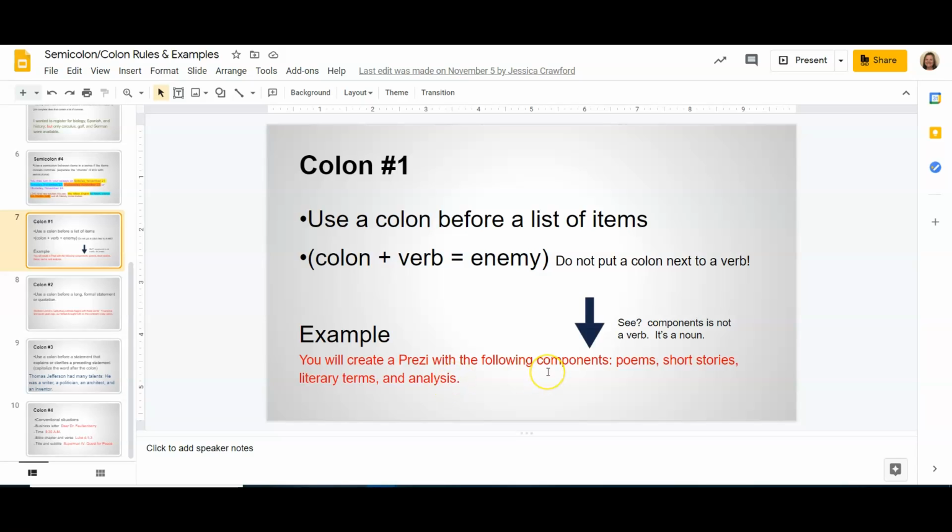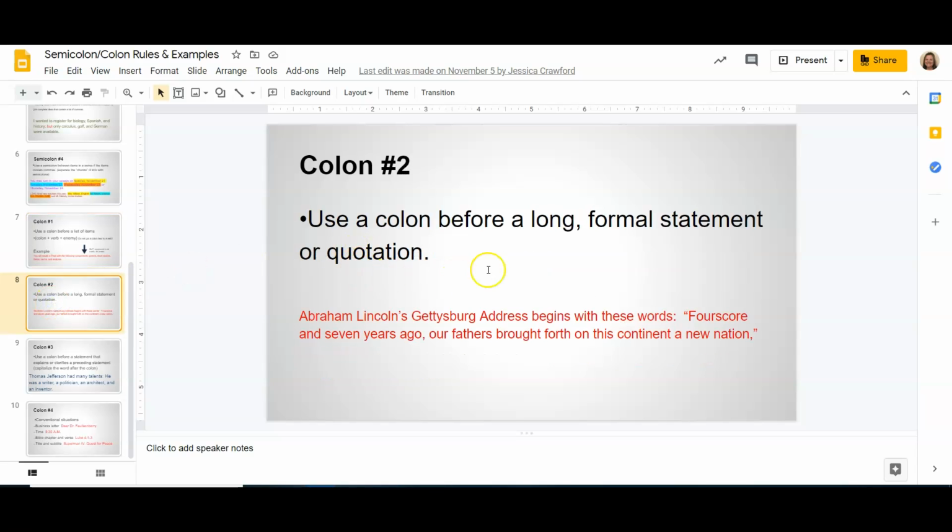If that word had been, you need to go to the store and buy, colon, apples, oranges, and bananas, the word buy is a verb. So I cannot say you need to go to the store and buy, colon, apples, oranges, and bananas. That doesn't work. We cannot put a word that is a verb, like buy, and a colon together. So just make sure that the word before the colon is a noun. And that's it.